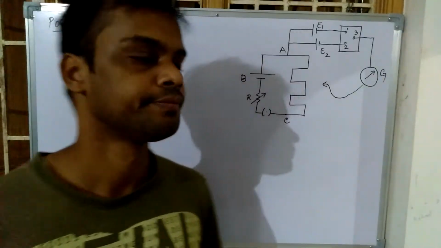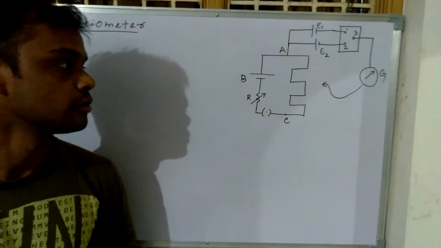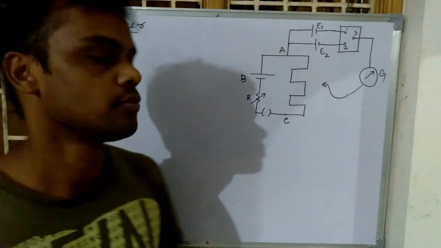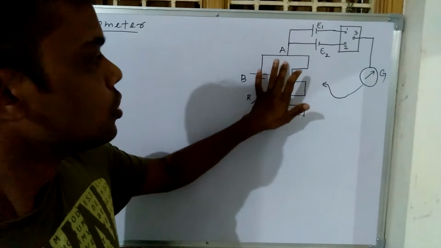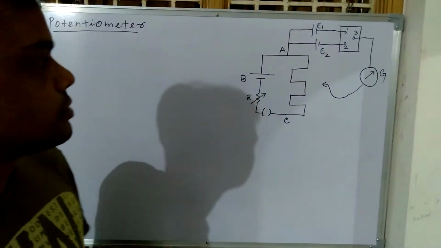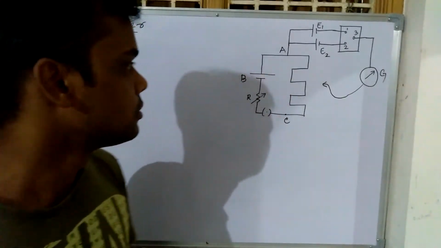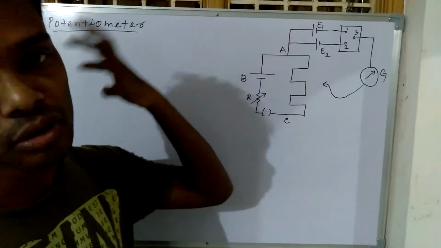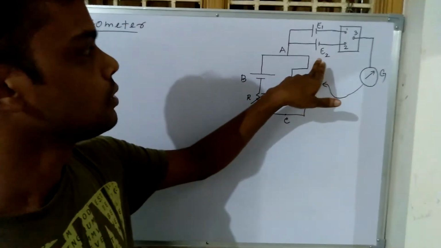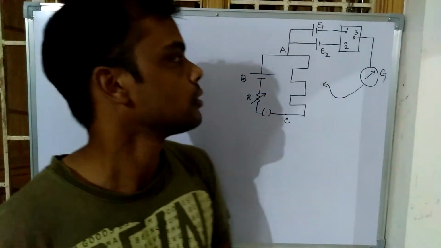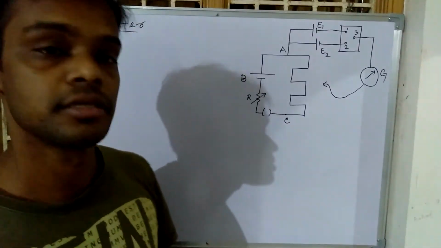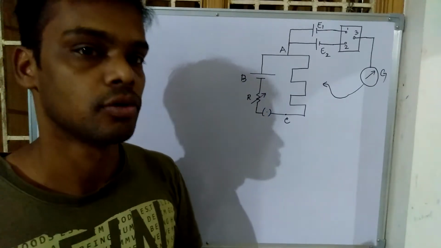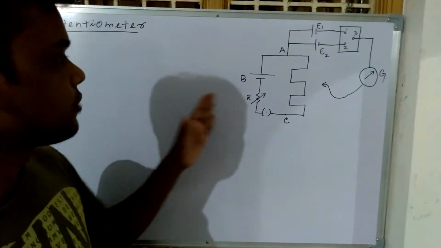Hello students, in this class we shall discuss what is a potentiometer and what is its function. So a potentiometer is a device that is used to measure the EMF of an unknown cell, and it can also be used for measuring the internal resistance of a known cell having some electromotive force. This is the first application.